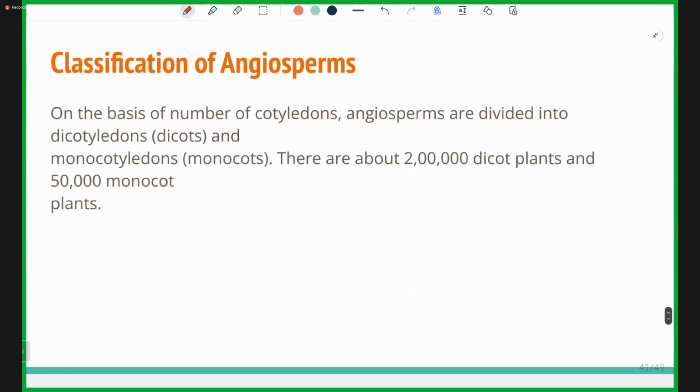Classification. On the basis of the number of cotyledons, angiosperms are divided into monocots and dicots. Cotyledons of what? The seeds which are produced can be either monocot or dicot. Dicot and monocot plants.